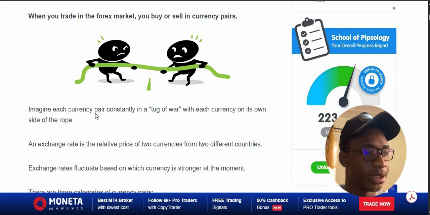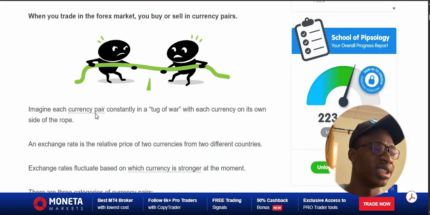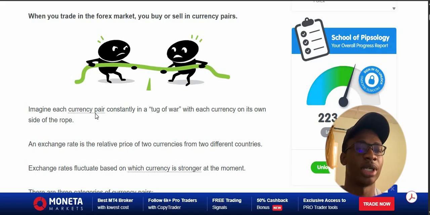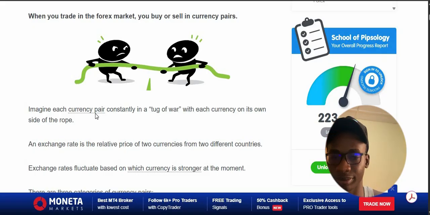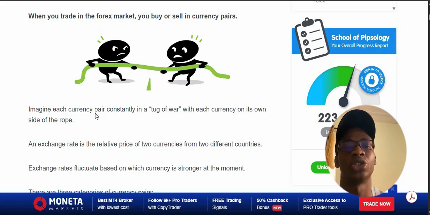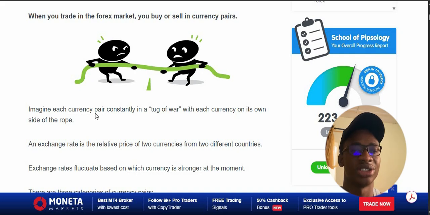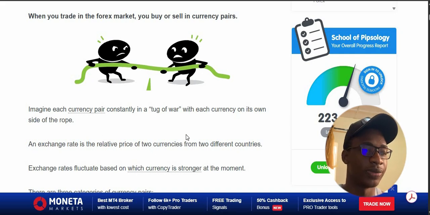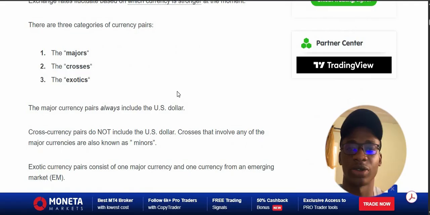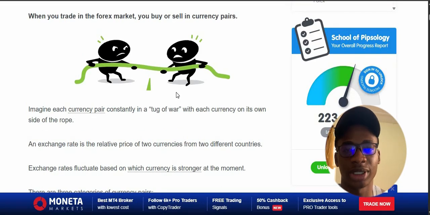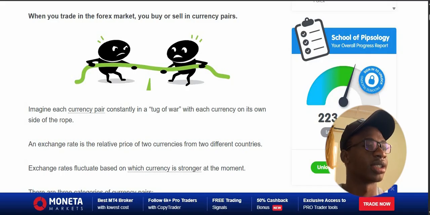So on my screen right now, imagine each currency pair is constantly a tug of war, with each currency on its own side of the rope. That means GBP and USD are dragging each other to see which one is stronger, which one people are really interested in. So an exchange rate is the relative price of two currencies from two different countries. So what I'm trying to say now is, let me show you guys on the chart.